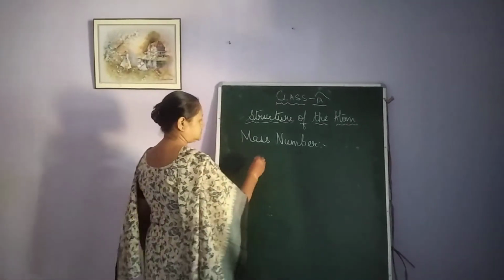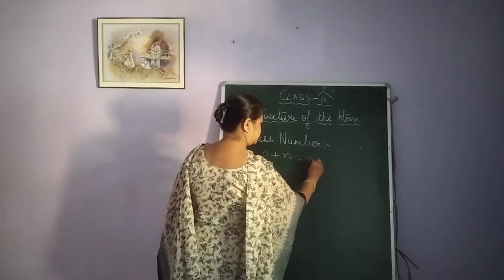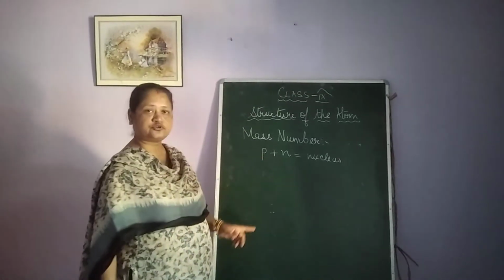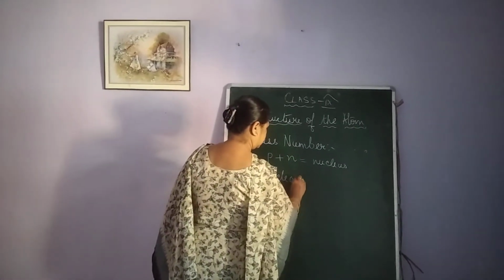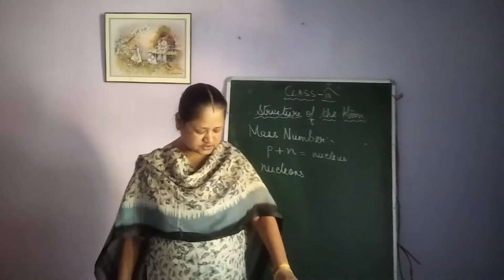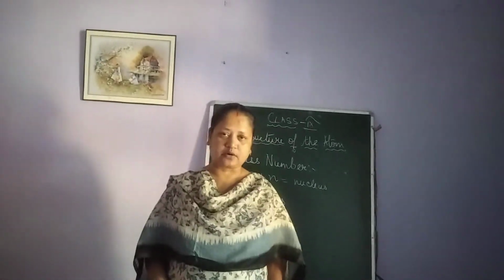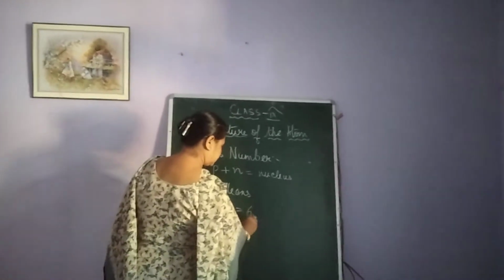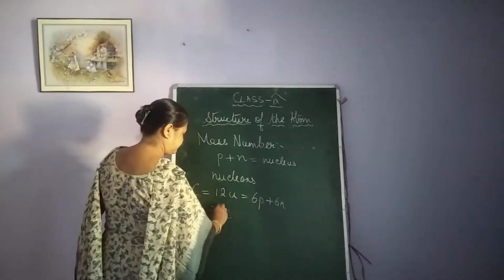So mass number is defined as the number of protons and neutrons present inside the nucleus, and these protons and neutrons present inside the nucleus are known as nucleons, right? So that explains the mass number. Suppose for carbon, the mass is 12 u. Why is it 12 u? Because it contains 6 protons and 6 neutrons. That is why it is 12 u, right?